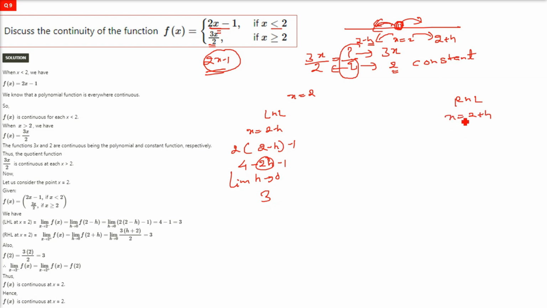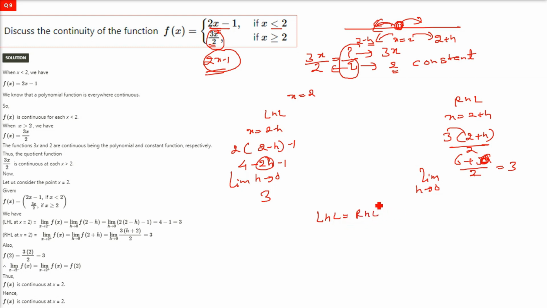On the right hand side, 2 plus h is there, and we are going to put it in 3x divided by 2. So 3 multiplied by 2 plus h divided by 2. This is going to be 6 plus 3h divided by 2. So apply the limit here, h tends to 0. 3h is 0, 6 by 2 is 3. So what it suggests is that the left hand limit and the right hand limit are equal.